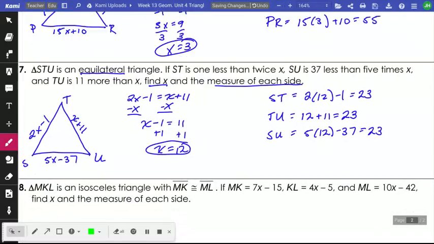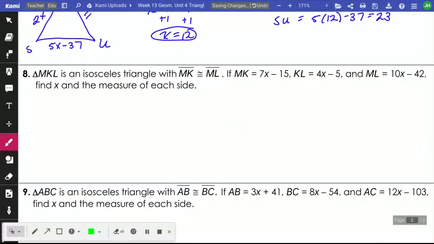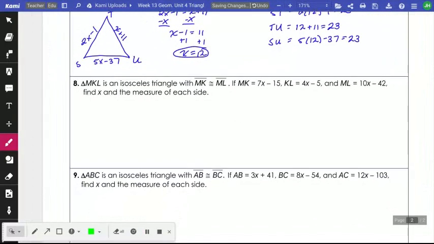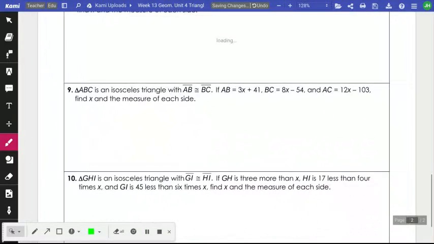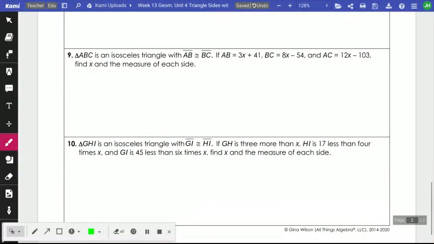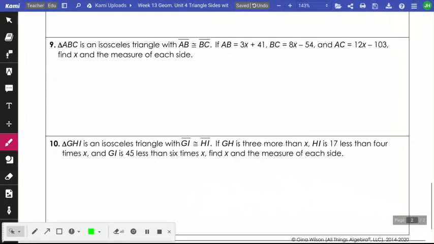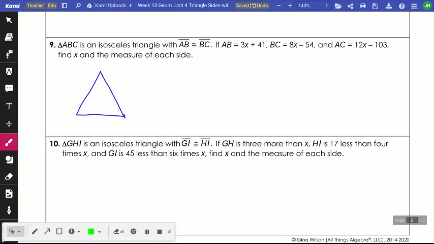Okay. Number 8, we can do this one. I think 8, 9, and 10 are all very similar. So we'll do 9 and 10 together then. Okay, so we'll draw a triangle, ABC. Okay, and we know that AB is congruent to BC, so those two are equal.